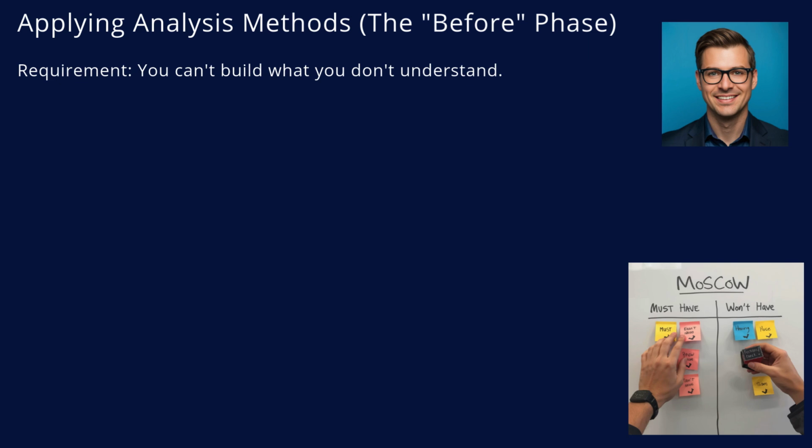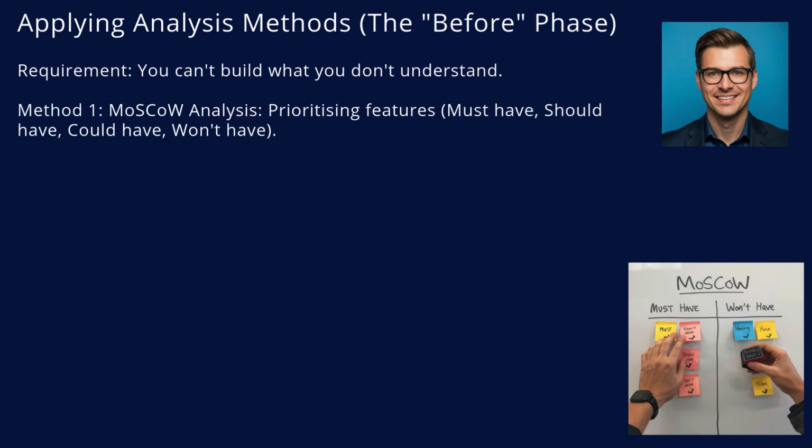First, let's look at analysis methods. Before you write code, you must analyze the scope. A classic method is MoSCoW. You look at your requirements and sort them: must have, should have, could have, and won't have. This ensures you build the critical features first.